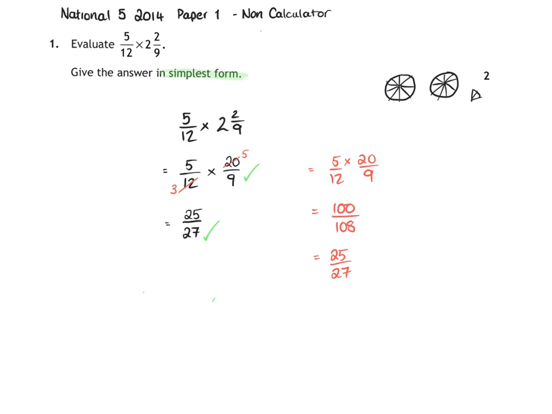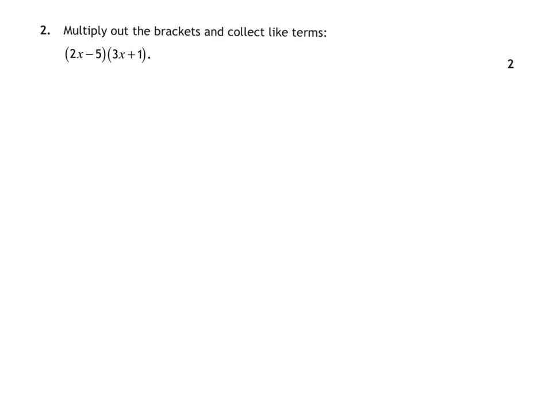Right, so on to question 2. For question 2, we have to multiply out our brackets and collect like terms. So we've got 2x minus 5 and 3x plus 1. Okay, so we have to multiply out all our terms. We multiply the first one in the first bracket by the first one in the second. So we're using FOIL. So the first of each.